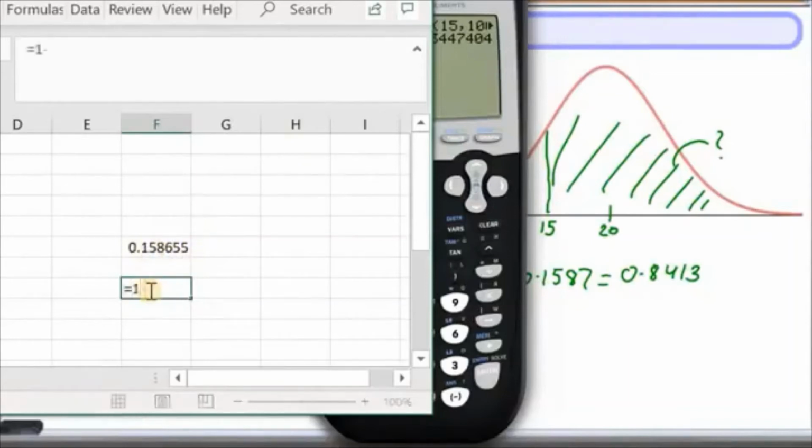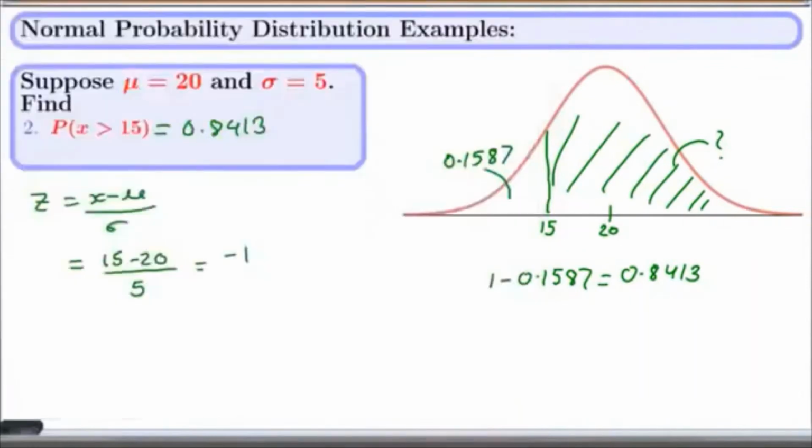Equals 1 minus this value here, then hit enter. So this is what we got, and this is the area to the right, and that's exactly what we need. And this is the same number we got using table and also using calculator. Now let's work on another problem.